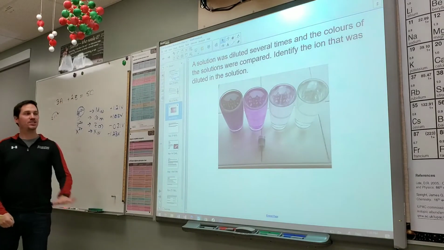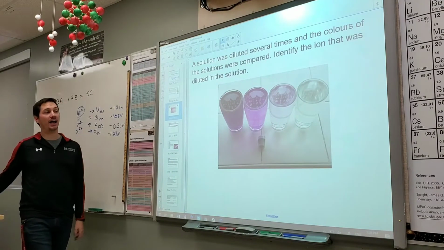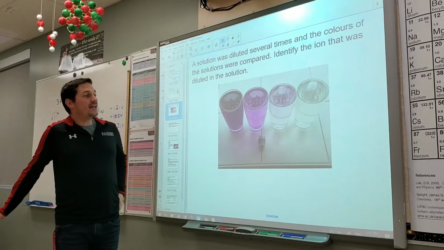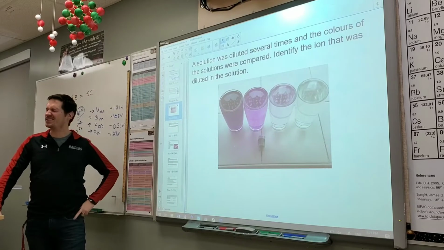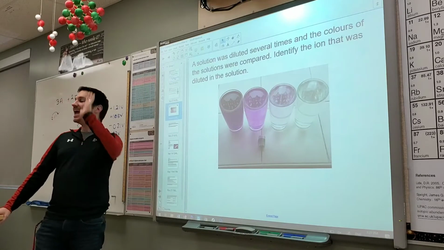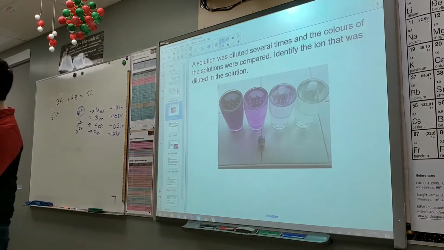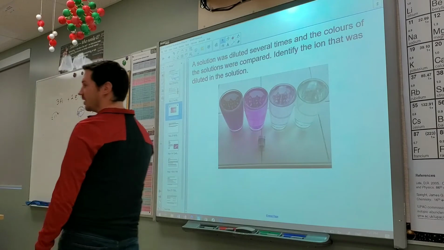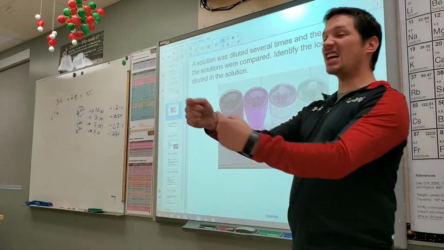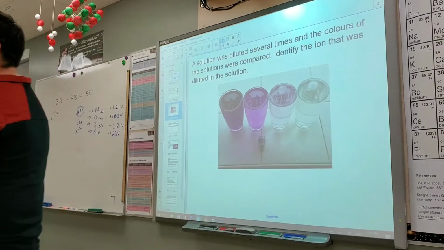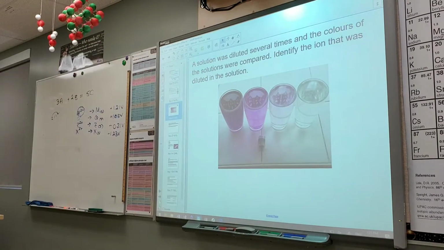All right, a solution was diluted several times, and the colors of the solutions were compared. Identify the ion that was diluted in the solution. It could be any ion on that entire table on page 11. It could be any ion at all. You discuss it with your elbow buddy, or the person behind you. So try and figure out which one ion we know for sure it's going to be. They're all the same color.